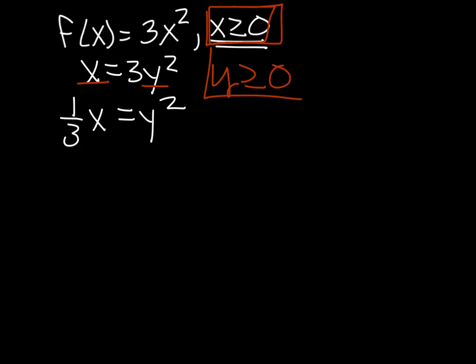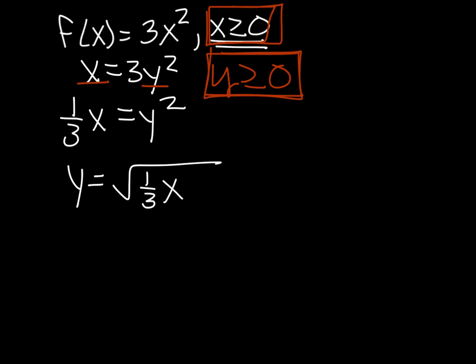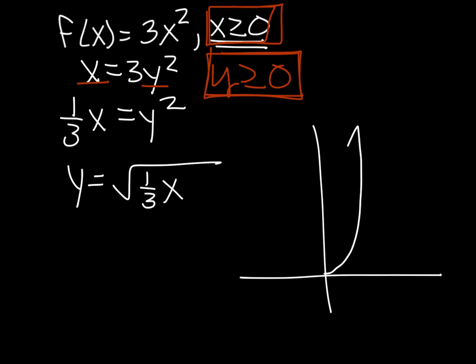So now y has to be greater than or equal to 0. Y has to be positive. So therefore, I'm not going to do plus or minus. I'm only going to do plus. Y equals the positive square root of 1/3 x. And when we graph that, once again, the 3x squared is x squared stretched by 3, right? And the square root of 1/3 x, only the positive part would be this right here.